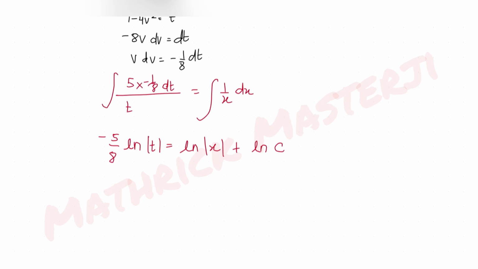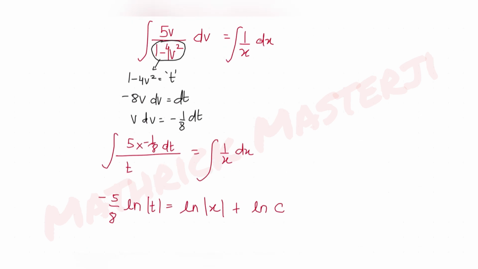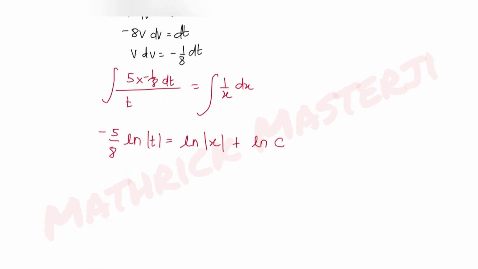What did we put t as? t was 1 minus 4v square. So I'll put that again. So I get minus 5 over 8 natural log of mod of t, in this case 1 minus 4v square, is equal to natural log of x plus natural log of c. So I get this entire expression.